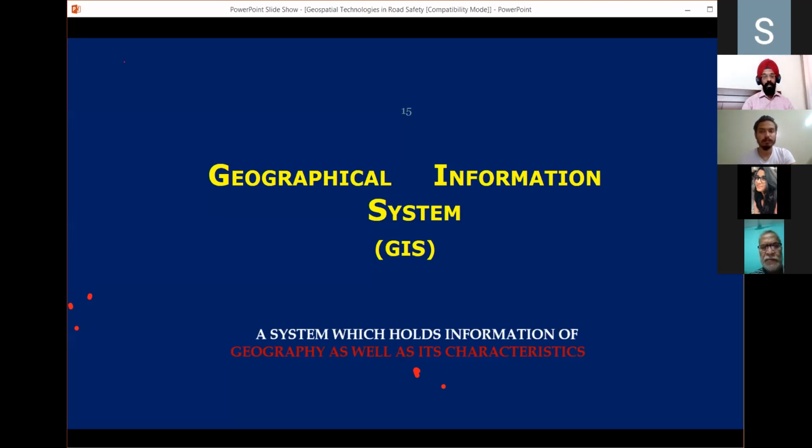So it's very important to have the geography as well as its characteristics. When I'm talking about characteristics, I mean its properties. Just like I'm talking about one black spot, the location of the black spot is XYZ at 76-degree latitude and longitude. Then what is the name of that particular black spot? That is the characteristics. How many accidents are going on at that particular spot? What is the present condition? So that is geography as well as its characteristics.